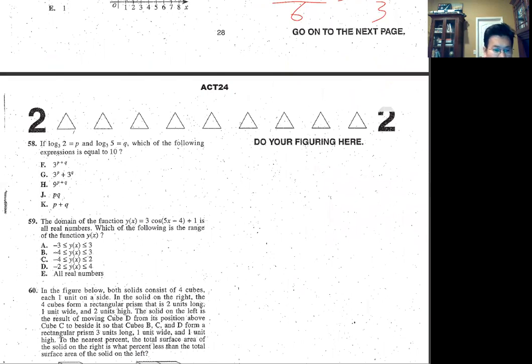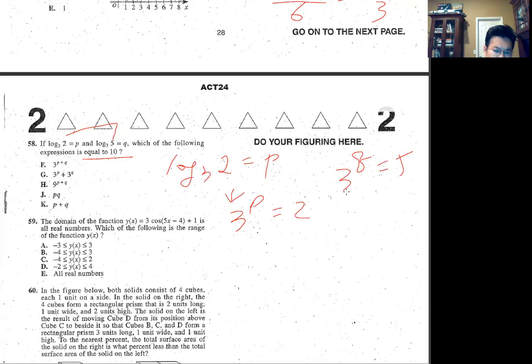Okay, 58, log, this following expression equal to 10. So 10 is basically 2 times 5, right? So we can make something out of that. So first of all, log base 3 of 2 equals p. How can we write it as 3 to the p equals 2. Same thing with the other one, 3 to the q is 5, basically. So you multiply this 2, which is 3 to the p, okay, this is the answer.